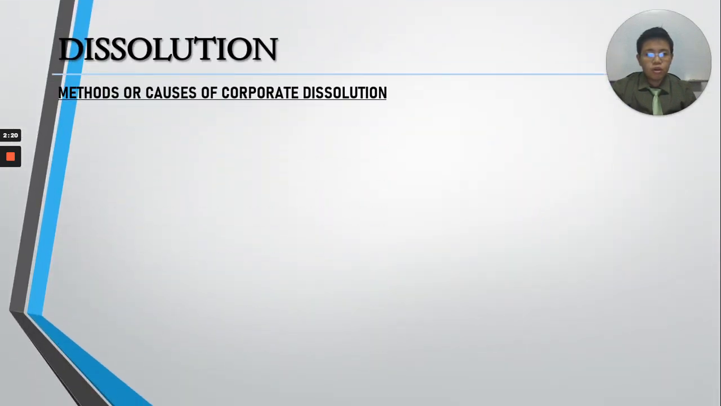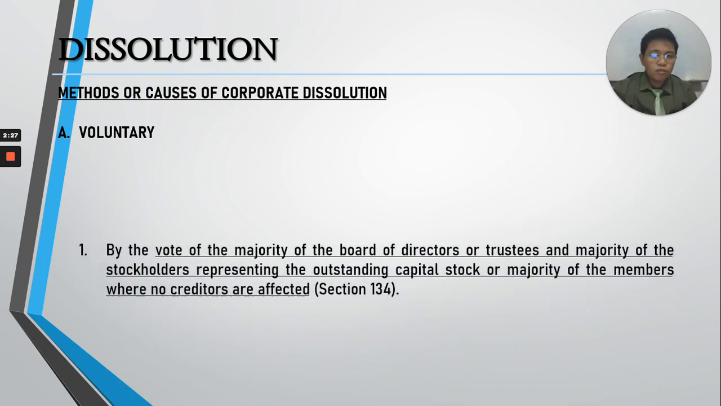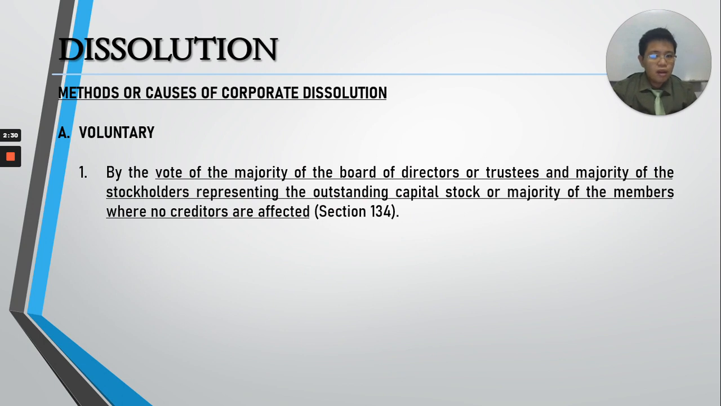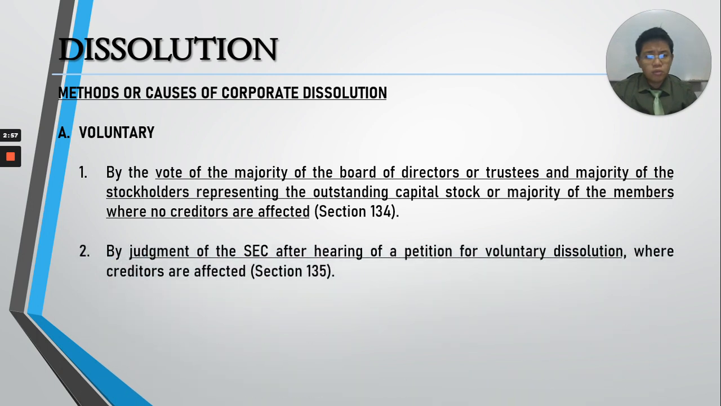So remember, the methods or causes of corporate dissolution may be voluntary and it may also be involuntary. So the voluntary causes of corporate dissolution are, number one, due to majority vote of the BOD or BOT and majority of the stockholders representing the outstanding capital stock, majority of the members in case of non-stock corporations, where no creditors are affected. Meaning, walang creditors or at least there is consent of the creditors to dissolve yung corporation. Now, number two, by judgment of the SEC after hearing of a petition for a voluntary dissolution where creditors are affected. So, this will be discussed in Section 135.